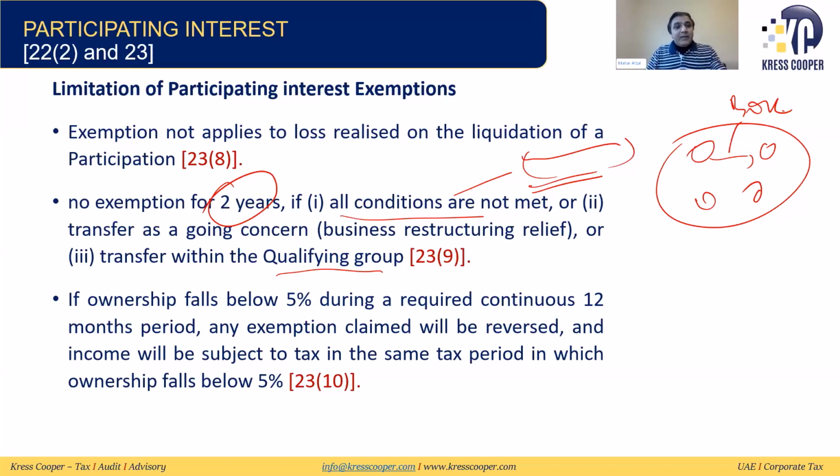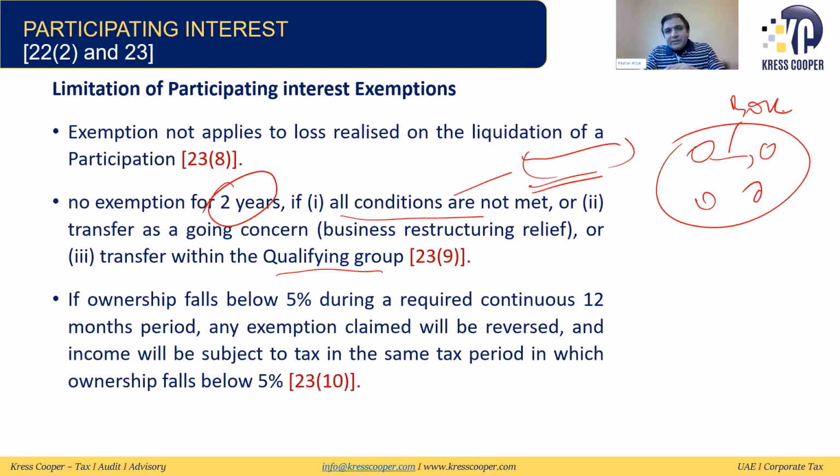The qualifying group requires the person to be a resident or the PE of a non-resident. We'll discuss in detail. At the end of the day, if the ownership falls below 5%, we have already discussed, there should be ownership holding for a continuous period of 12 months to claim this exemption. If during the period of 12 months the 5% holding has reduced to less than 5%, then any exemption claimed will be reversed and the income will be subject to tax in the same tax period in which the ownership falls below 5%. So these are the limitations.